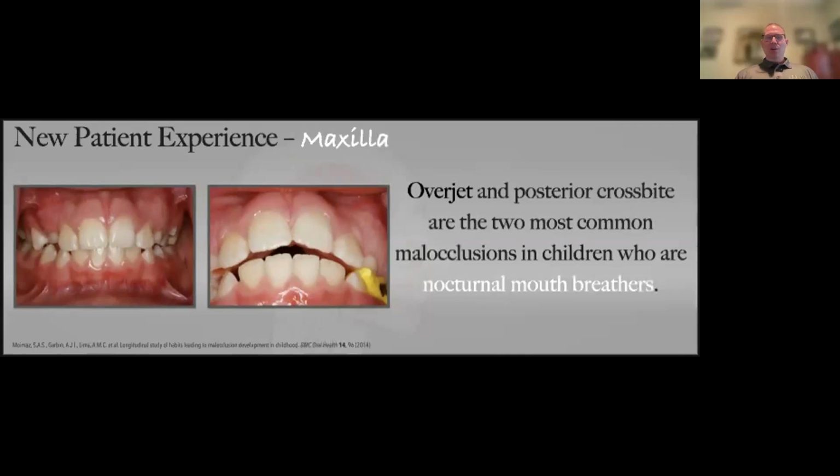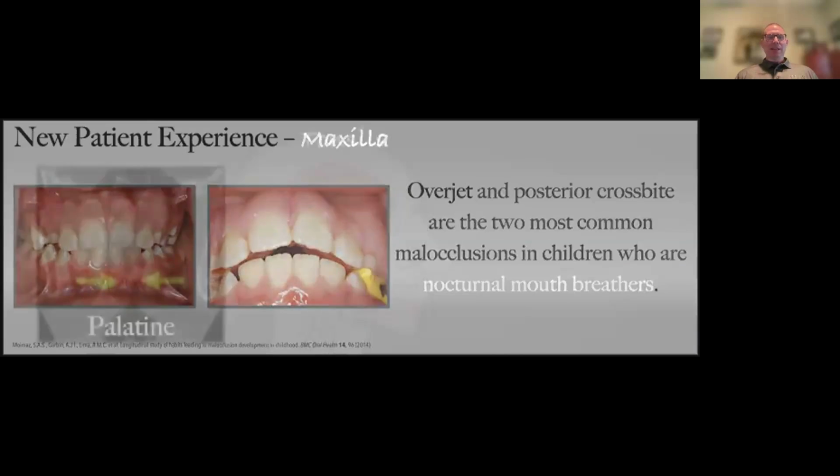Overjet and posterior crossbites are two of the more common malocclusions that you'll see when you're treating orthodontically. And typically that can come from a nocturnal mouth breather. So the question becomes, why are they breathing through their mouth? As a young kid, it could be from enlarged palatine tonsils.